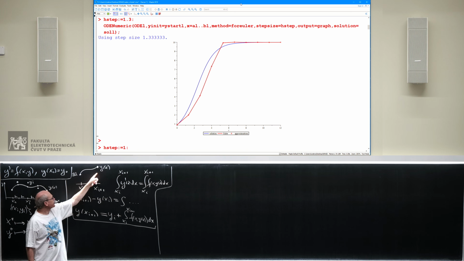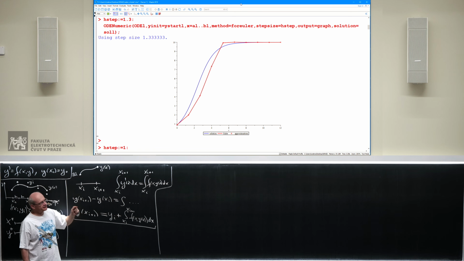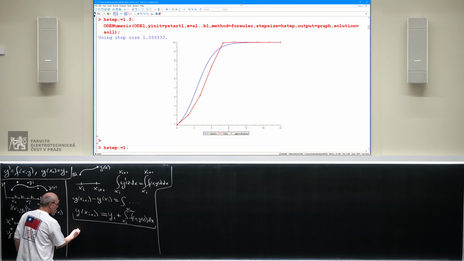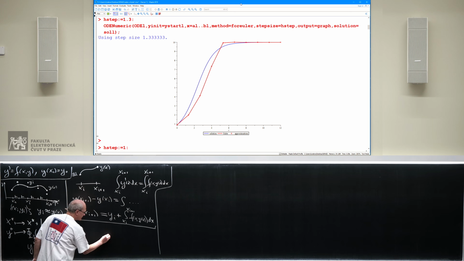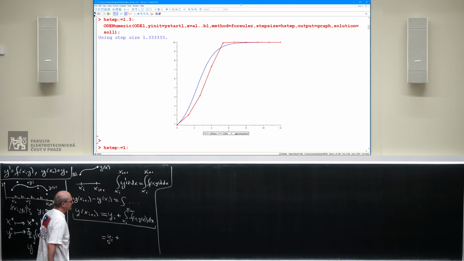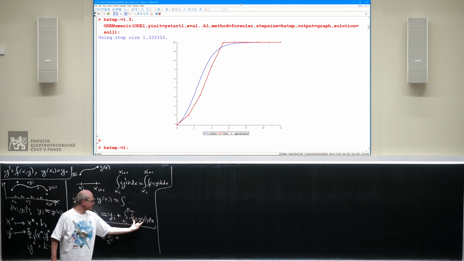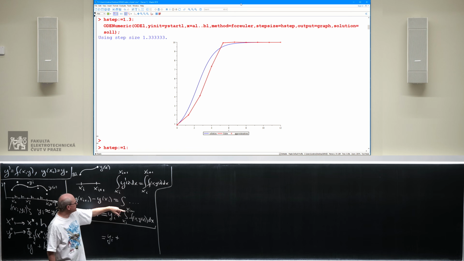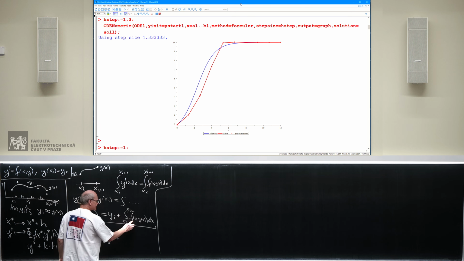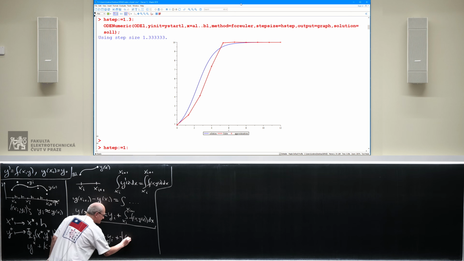We are trying to integrate over this interval, and the simplest method that we know is the left rectangle method. So on the right, we get y_{i+1}. And now we just take the left endpoint and substitute it inside, and that determines the height of this rectangle that we want to see here. So I put x_i over here, and I get f(x_i, y(x_i)).